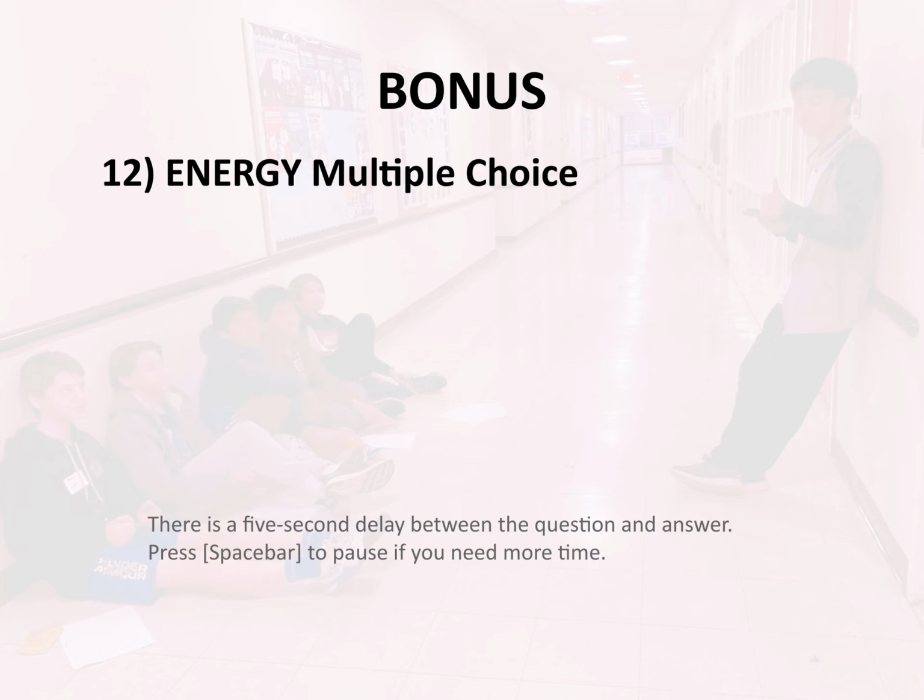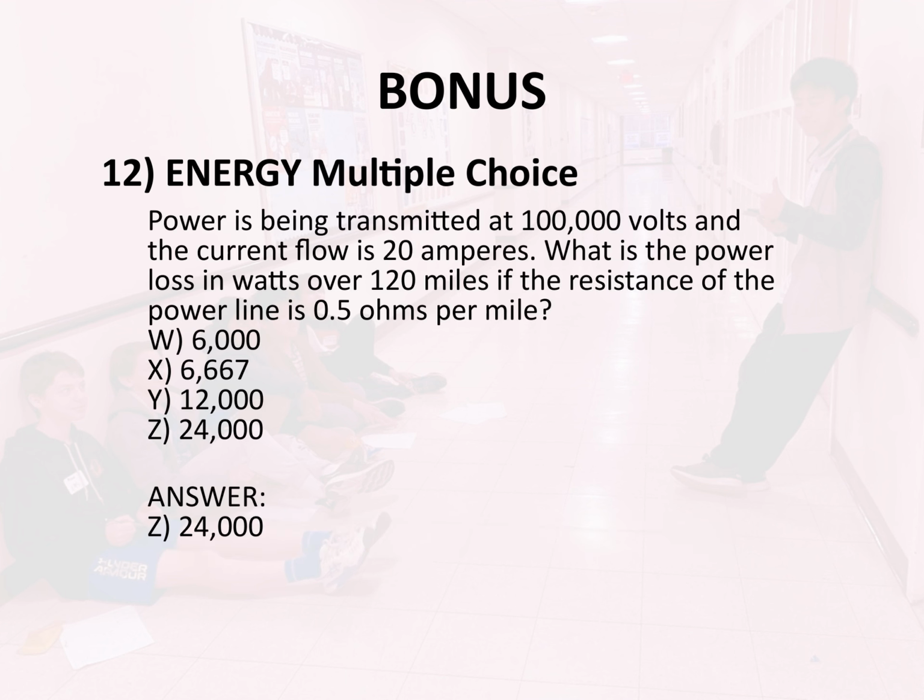Bonus 12. Energy. Multiple choice. Power is being transmitted at 100,000 volts and the current flow is 20 amperes. What is the power loss in watts over 120 miles if the resistance of the power line is 0.5 ohms per mile? W. 6,000. X. 6,667. Y. 12,000. Z. 24,000. Answer. Z. 24,000.